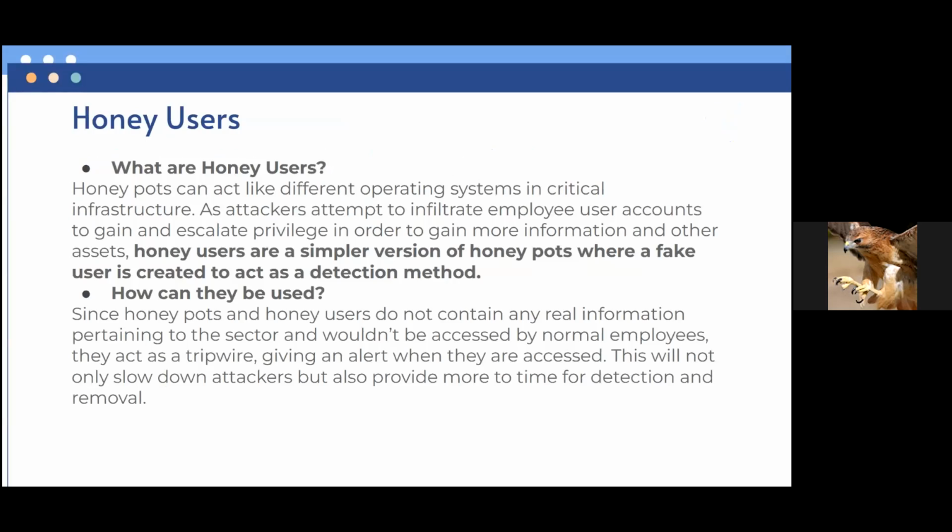Honey users are basically a simpler version of honeypots, where a fake user is created to act as a detection method. Honeypots, in essence, can act like different operating systems in critical infrastructure. As attackers attempt to infiltrate employee user accounts to gain and escalate privilege in order to gain more information and other assets, we can use honey users to act as a tripwire, giving an alert when they are accessed. This will not only slow down attackers, but also provide more time for detection and removal. Next slide, please.